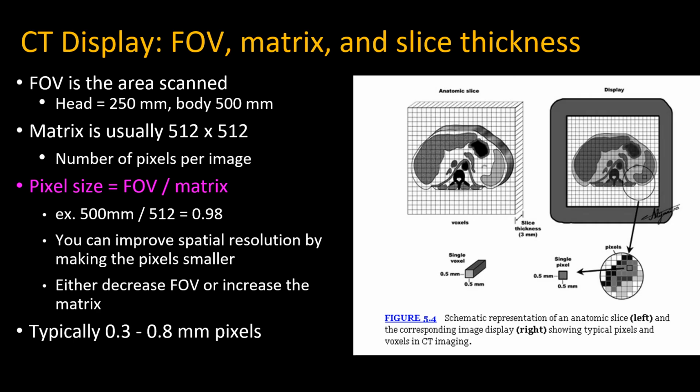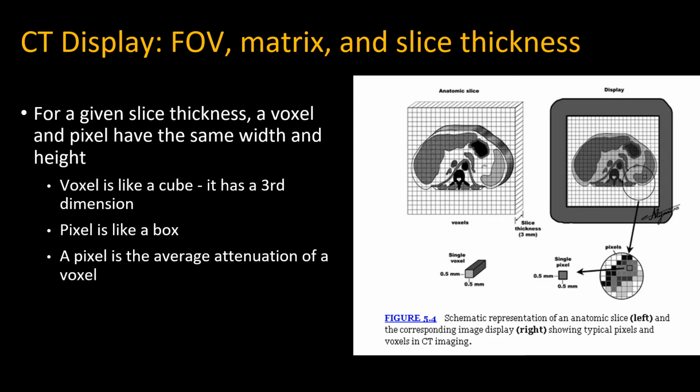For example, if we have a 500 millimeter field of view, we divide that by our matrix, which is 512, and get 0.98. You can improve spatial resolution by making the pixels smaller, and you can do that by either decreasing the field of view or increasing the matrix. Typically for CT, we deal with the 0.3 to 0.8 millimeter pixels.